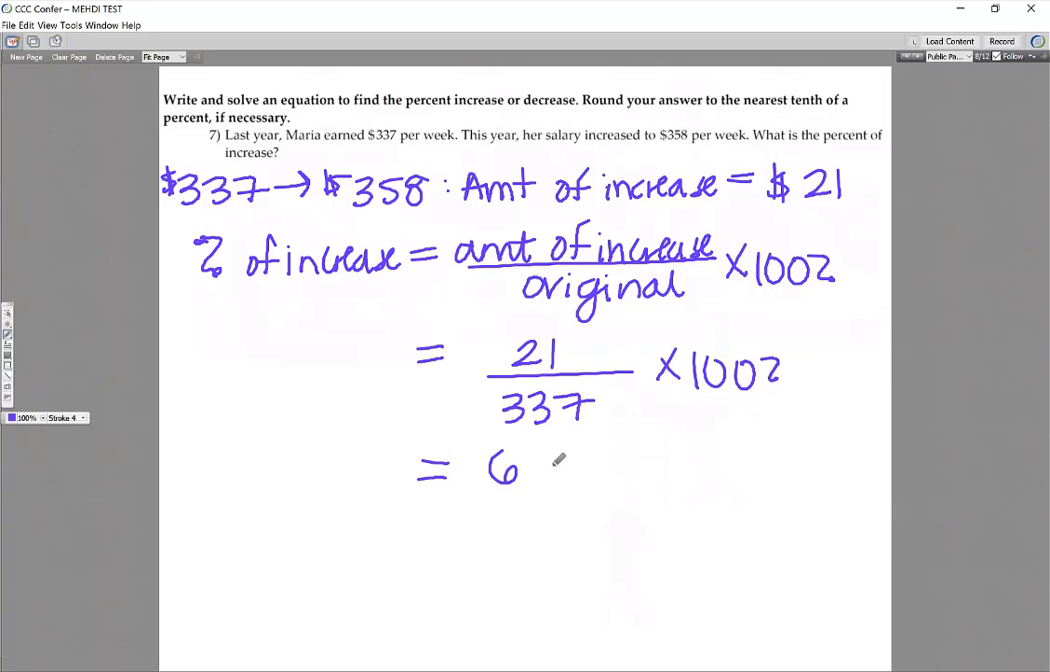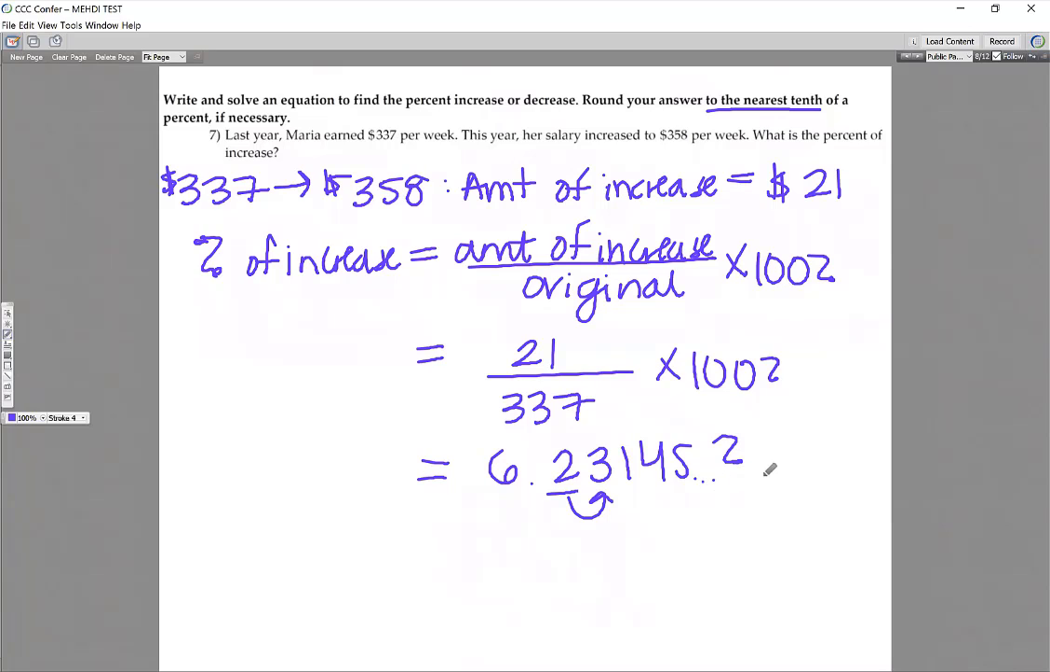So we get something along the lines of 6.23145. And for this problem, I'm just dragging it out 5 decimal places because it asks us to round to the nearest tenth. So we really only need to know what's in the hundredths place for rounding purposes. But there are a lot of other numbers in the calculator following that.